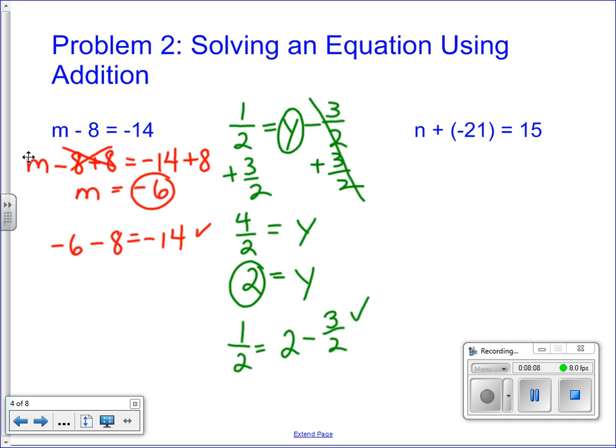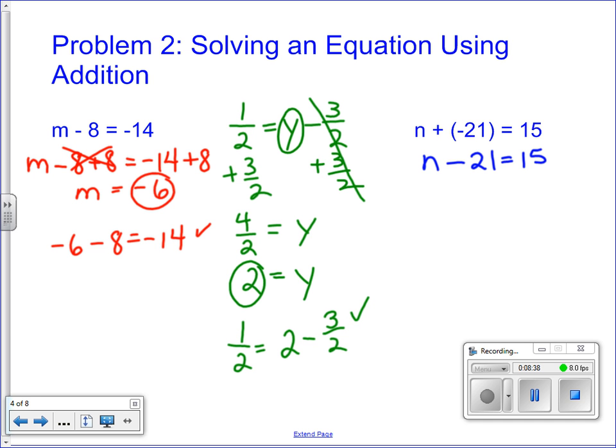In our next problem, which is not in your notes, but you might want to add it, I wanted to show this one because here we are adding a negative number to our variable. This is one that you can rewrite if you wish. Adding a negative 21 is simply the same as n minus 21.